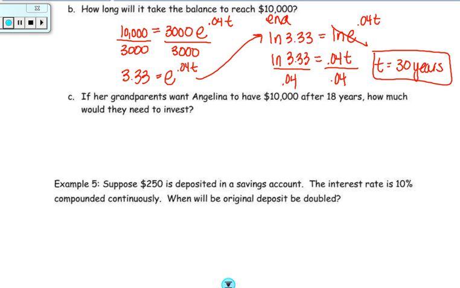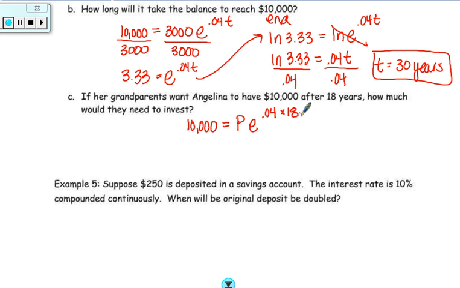Part C says if her grandparents want Angelina to have that $10,000 when she turns 18, how much would they have to invest today? So I know I want to end with $10,000. I don't know that I'm investing $3,000 because obviously it's going to take me 30 years to make the $10,000. But I need her to have $10,000 when she turns 18. So I don't know what I'm starting with. But I know the bank said I get 4% and I need that for 18 years. Okay? So how do I solve that for P?